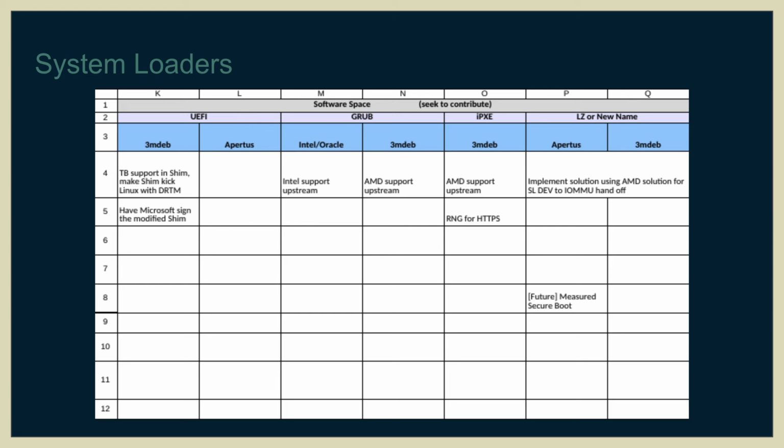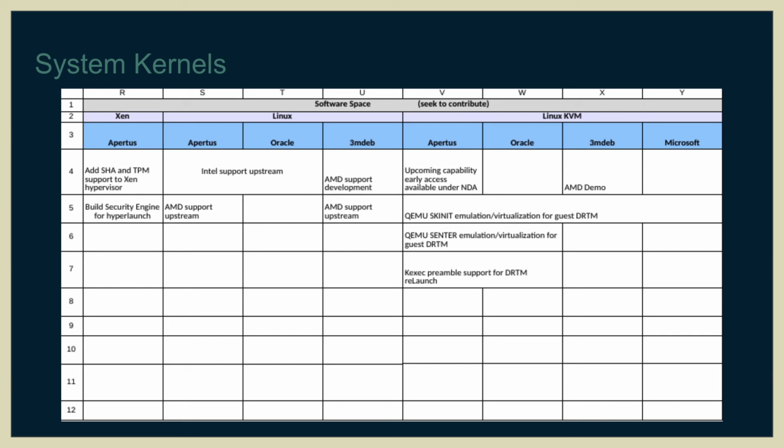And so with that, that kind of wraps up where we're going with system loaders, and now we're going to move into system kernels. For system kernels, we'll start off with Xen. Apertus has been contracted to help build a solution called HyperLaunch. HyperLaunch is going to change the way Xen is booted.